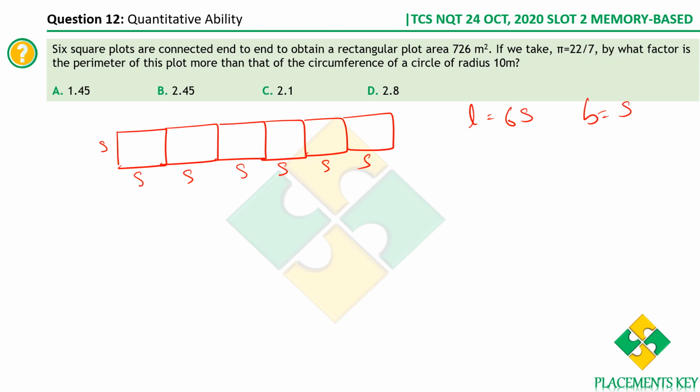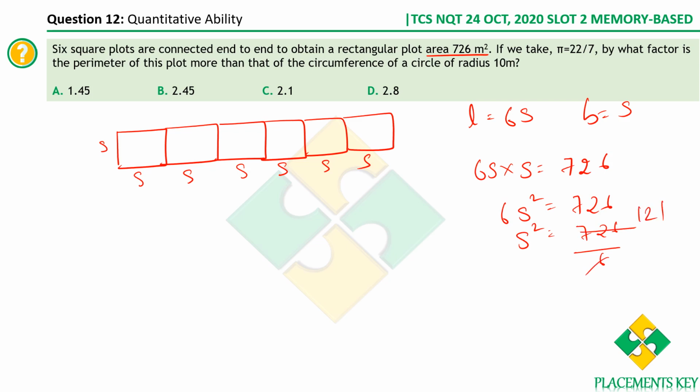It's clearly given that the area of the rectangular plot is 726. You know that length into breadth is 726. So 6s into s is equal to 726. So we get 6s square is equal to 726, so s square is equal to 726 by 6, which is 121. So you get the value of s as square root of 121, that is 11. Okay, this is done. Now what are we supposed to find?